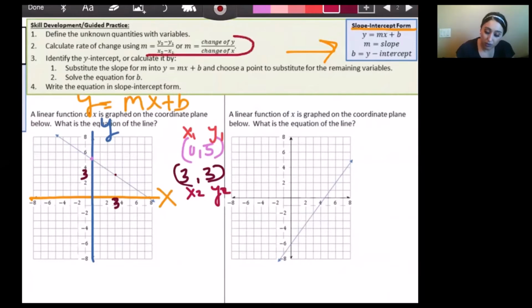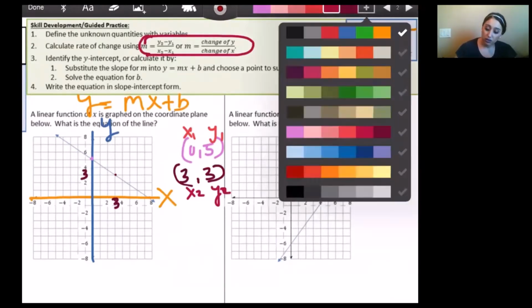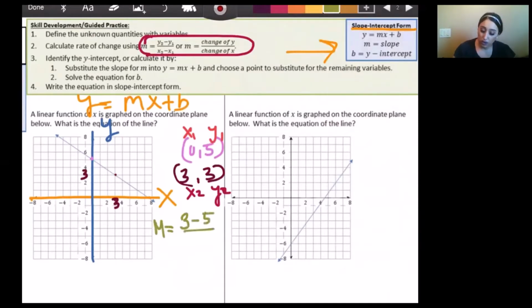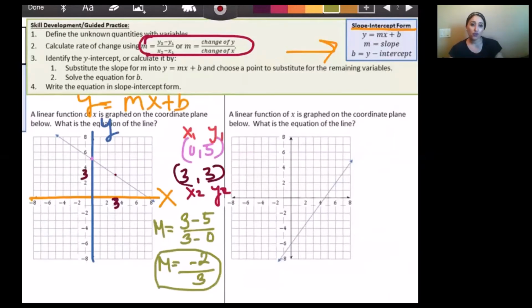I'm on step number 2, the change of y over the change of x, or I'm going to sub it back into m equals y2 minus y1 over x2 minus x1. So we're going to do just that. So m equals 3 minus 5 over 3 minus 0. Now I have m equals negative 2 over positive 3. So my rate of change is m equals negative 2/3. And I'm going to just leave it that way in fraction form.